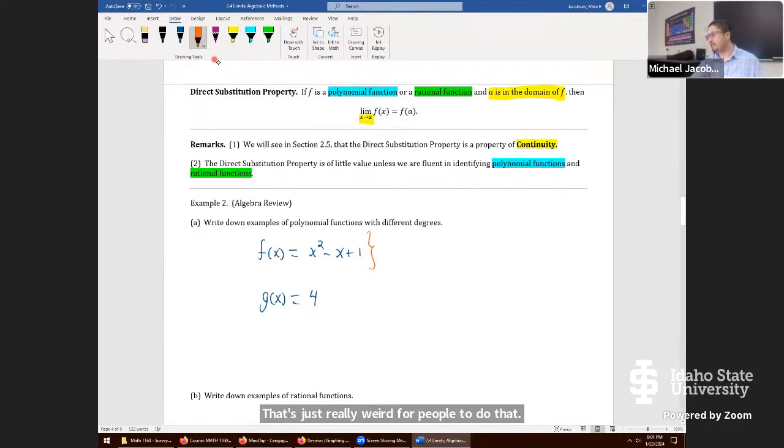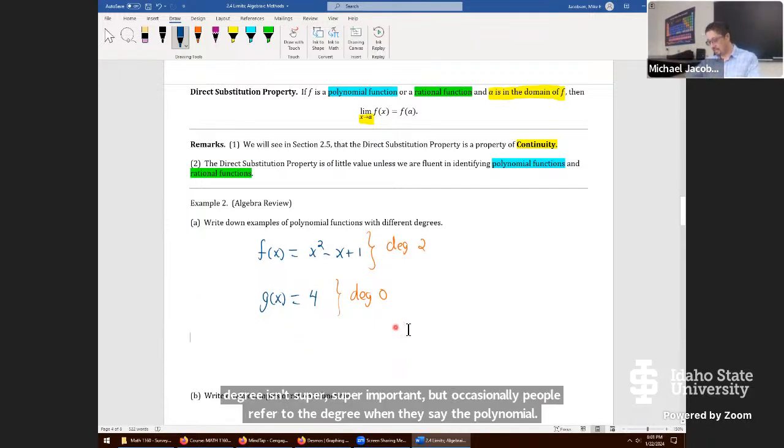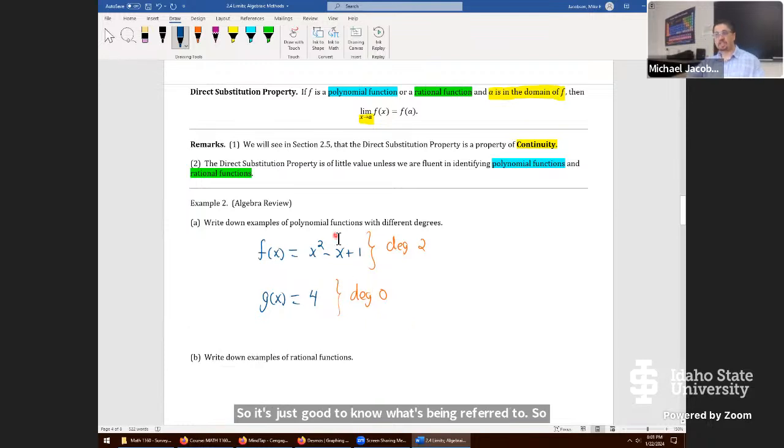So on this version right here, this is a degree 2 polynomial. For this version right here, this would be referred to as a degree 0 polynomial. Degree isn't super important, but occasionally people refer to the degree when they say the polynomial, so it's just good to know what's being referred to. So those are some generic polynomials, kind of low degree. Any example or questions about them so far?